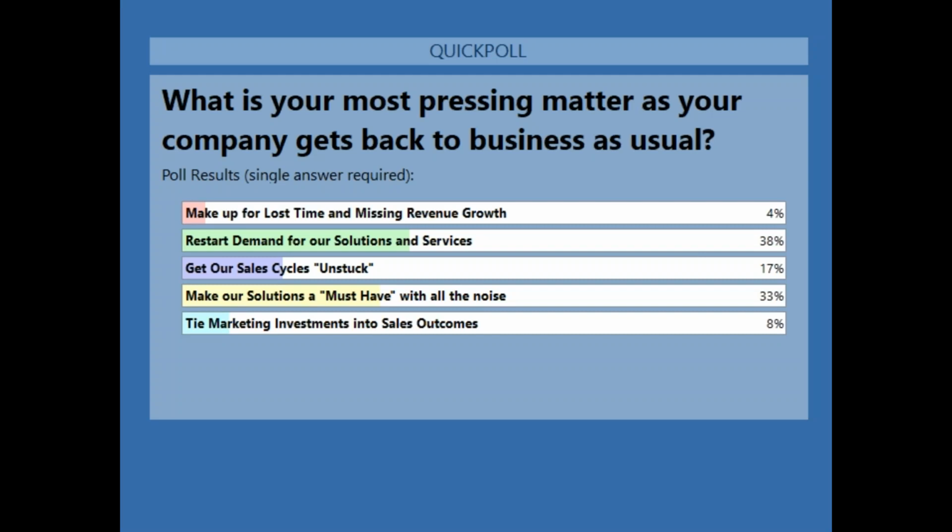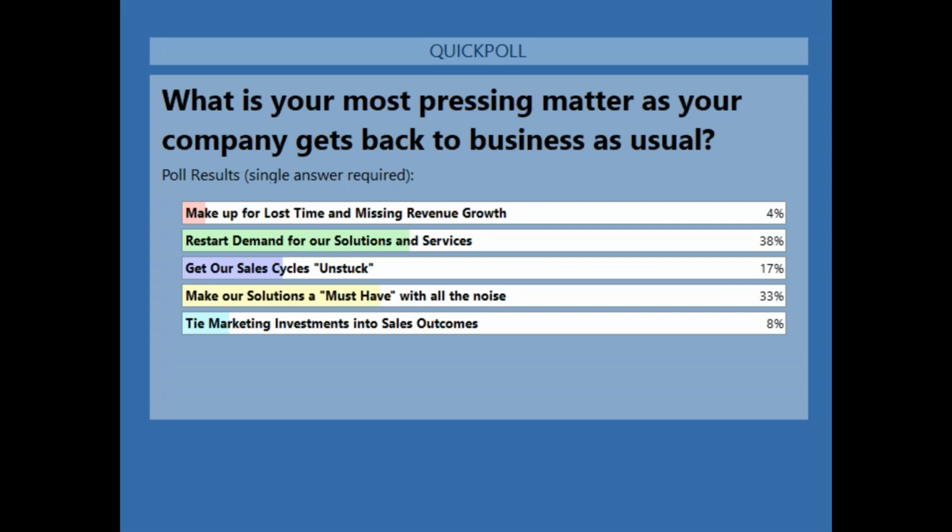Okay, so only 4% of you stated that your most pressing matter is making up for lost time in missed revenue. 38% stated that it's restarting your demand for your solutions and services, which is just totally aligned with what we're going to be talking about today. 17% stated that you'd like to get your sales cycles unstuck. The second area that's most important is talking about how to get your solutions to become a must-have.